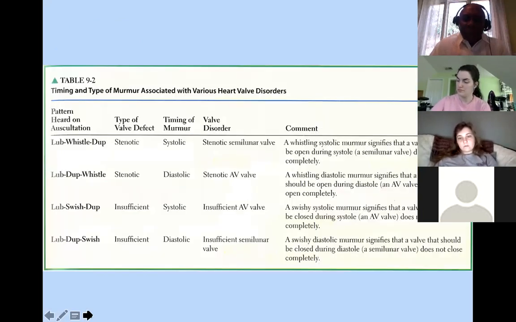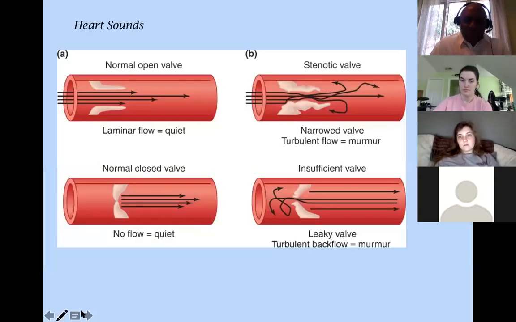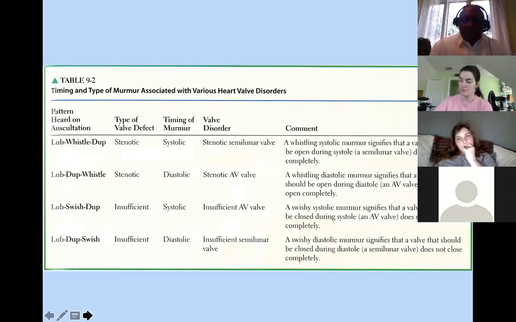And I'll let you look at this graph carefully. This graph is basically diagnostic. So how you can diagnose a stenotic valve versus an insufficient valve, and basically locate whether it's an AV valve or it's a semilunar valve.